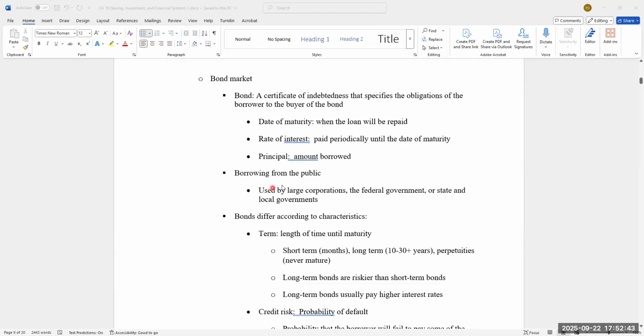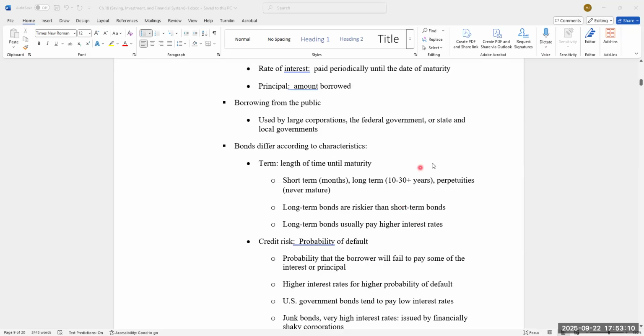All right, borrowing from the public is used by large corporations, the federal government, states, and local governments. All of these go directly to the public, people like you and I, and go to the bond market, where you and I could go and give them money. They borrow money from us. Okay.